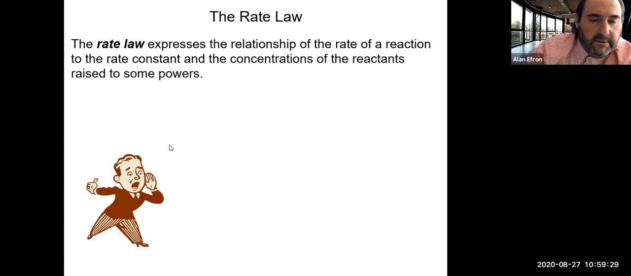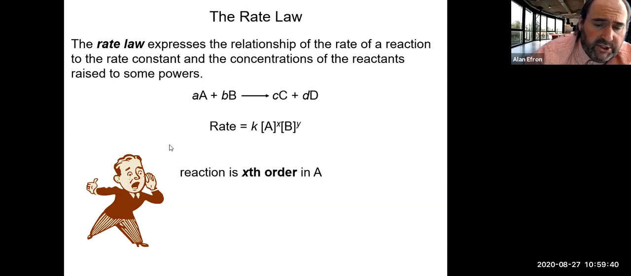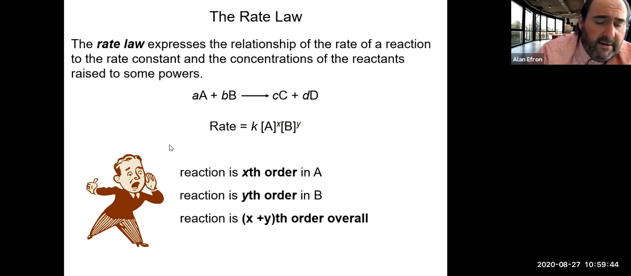All right, so let's talk about the rate law. The rate law is the relationship of the rate of a reaction to its rate constant with its concentrations raised to some power. If we look at this generic equation here, A plus B goes to C and D, this is what a rate law looks like.